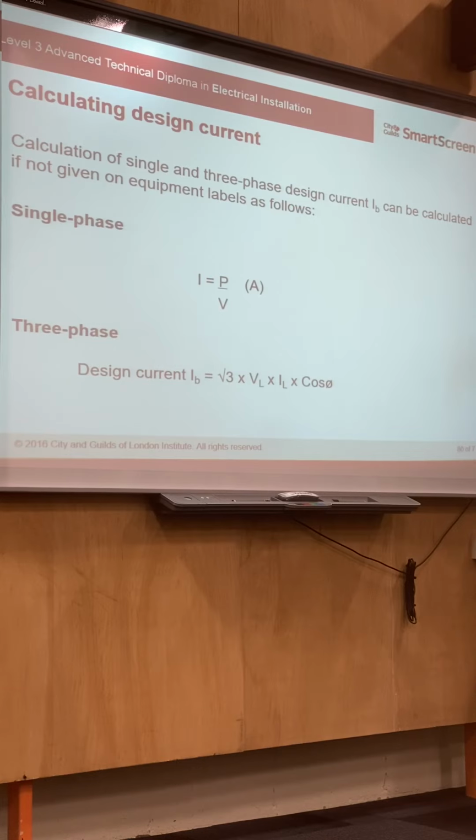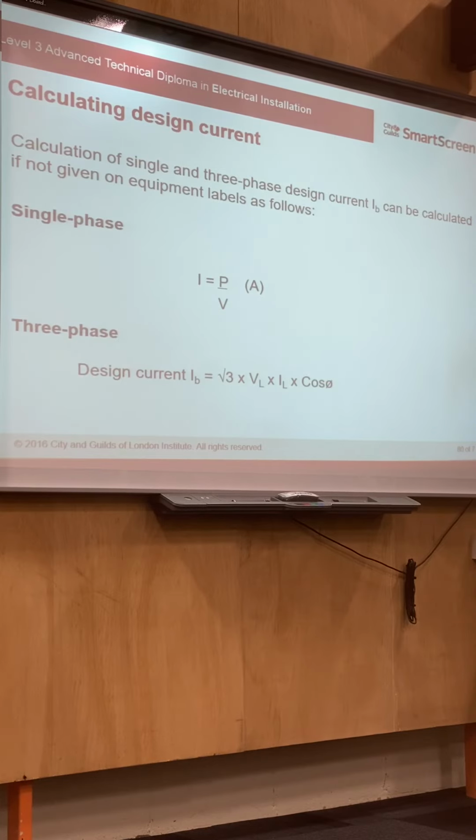There are other formulas that do get used in specific circumstances, such as if you've got a single phase load that has a power factor, we might end up using the cosine in it. But at this level 3, they only look at these two main formulas for you. Okay, does that make sense?